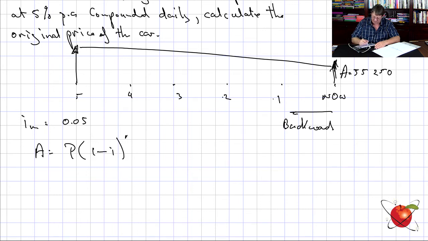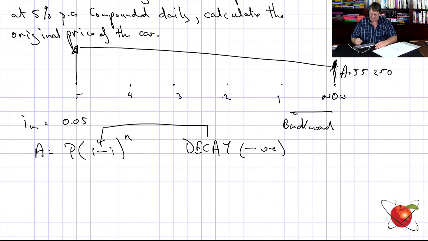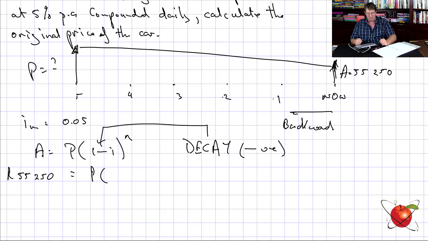So therefore, we want A equals P, 1 minus I. Why am I using 1 minus I? Because it's decay. Negative, remember? It's a negative. So I say A, I've got that: 55,250 is equal to P, which is what I'm after, isn't it? P was what it was worth a while back. And I say that's 1 minus 0.05, there's my interest, compounded how many times?